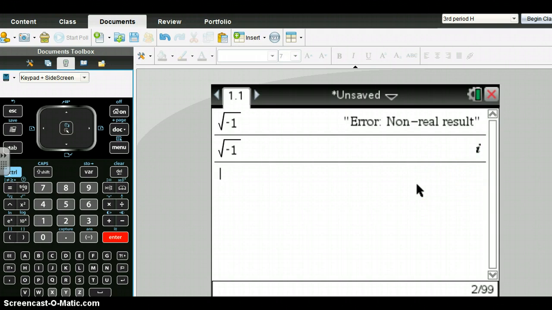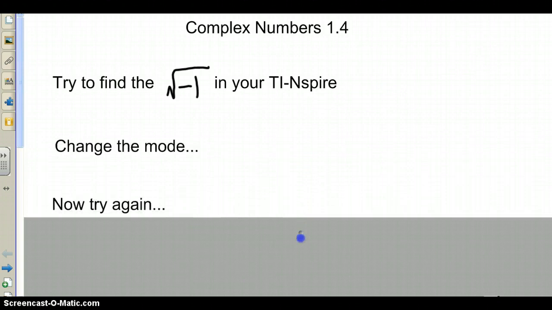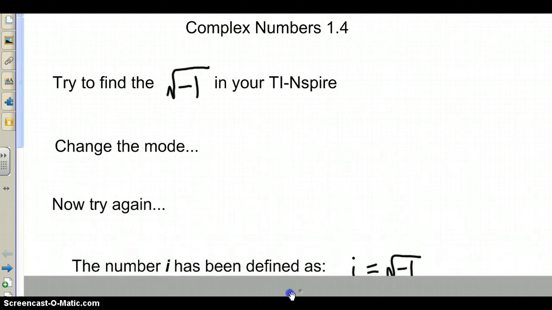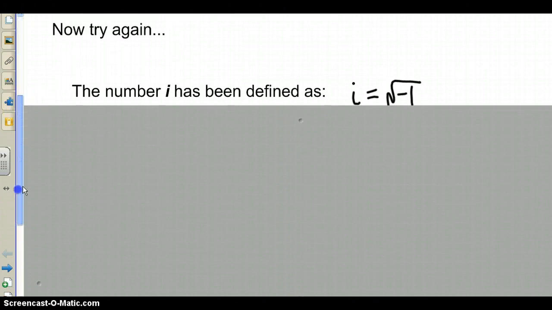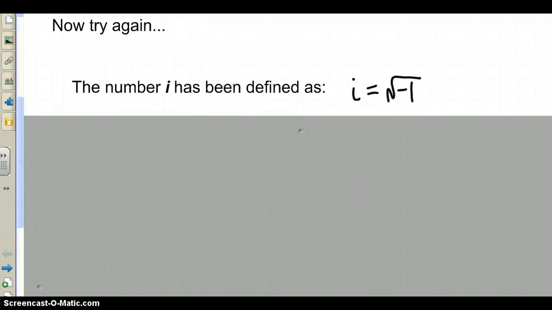Now, I know you're excited that the calculator can do these, but we're going to actually learn how to do these by hand, which is usually the way I want you to do them. So the number has been defined, and you need to memorize that. That is very important for you to know: i is equal to the square root of -1.